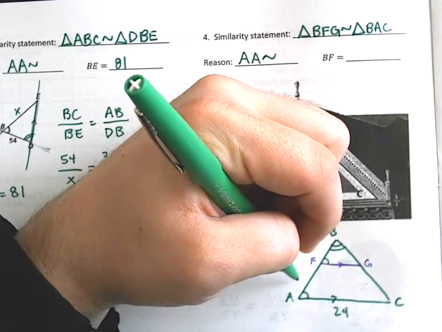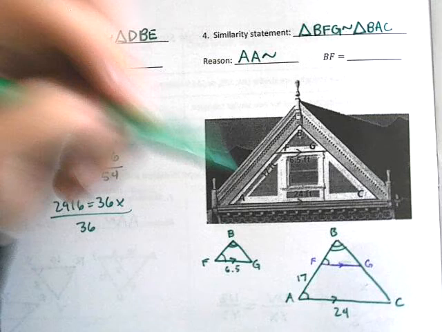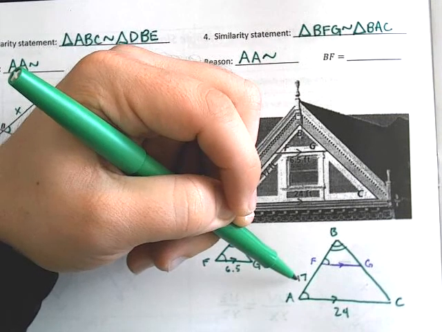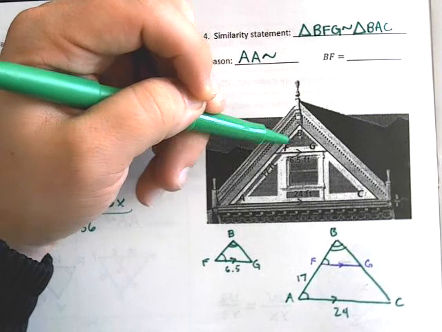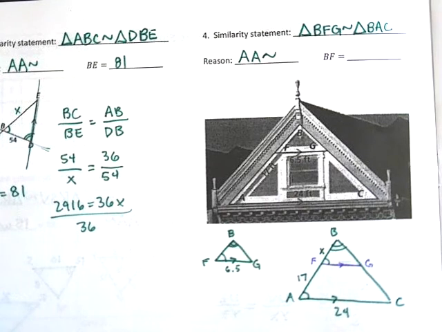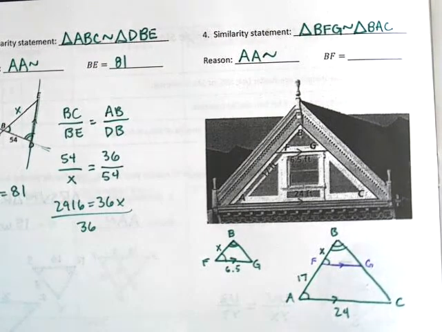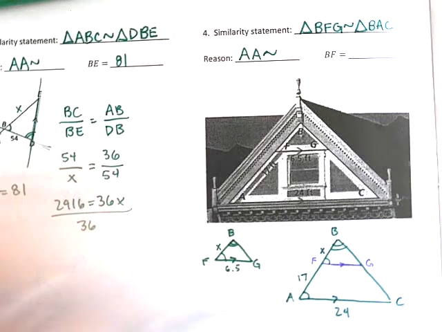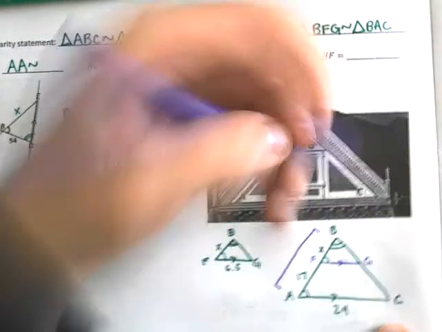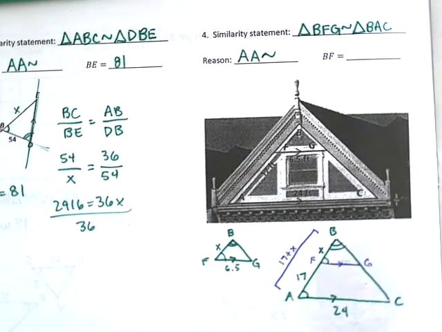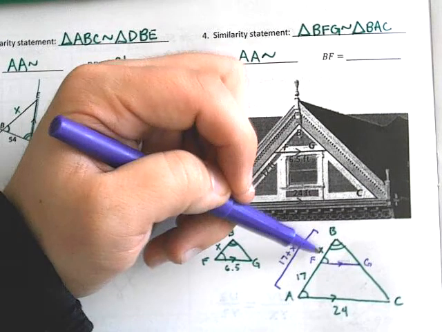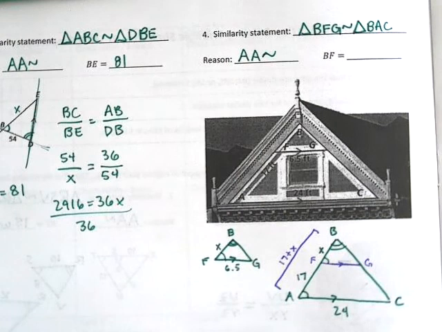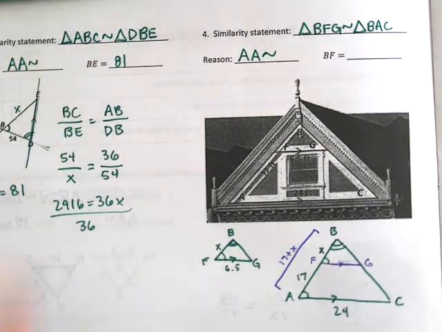Here's that situation I was talking about, guys. If you notice, AF, I just marked it, is 17. I also know that I'm looking for BF, so I'm going to put a variable there, because that's what I'm looking for. I'll have to put it in both triangles. Here is what we have to take away from this. This entire side length is 17 plus x. How do I know that? Well, if from A to F is 17 and from F to B is x, then combined it's 17 plus x. I need to do that because that is how I'm going to have to set up the proportion.